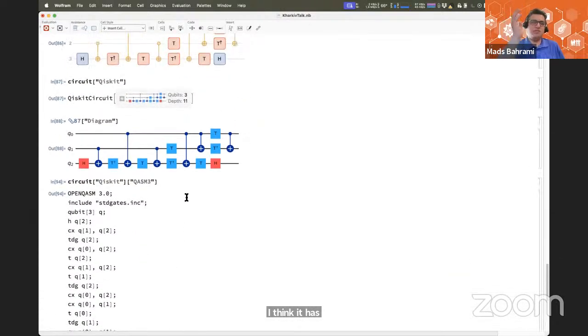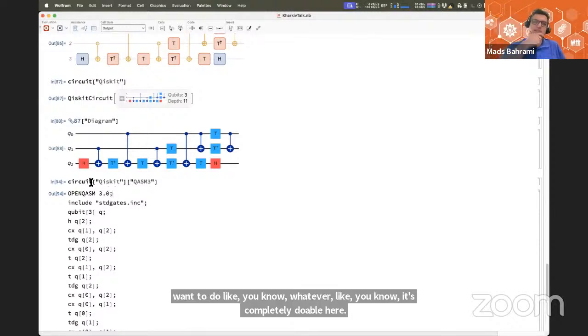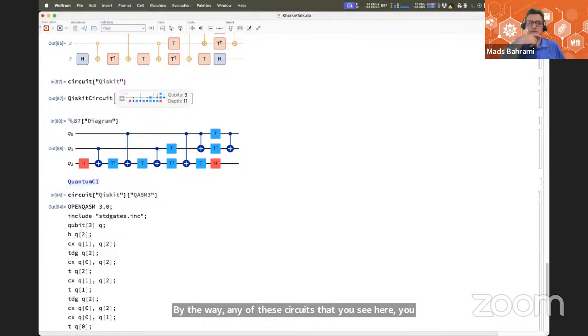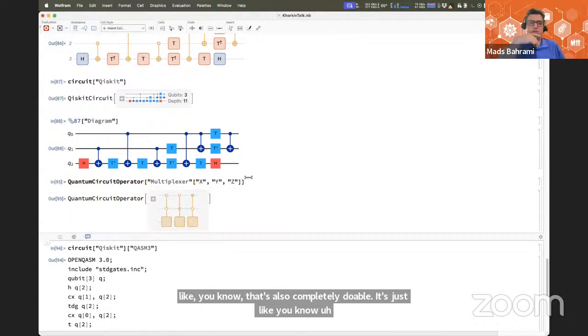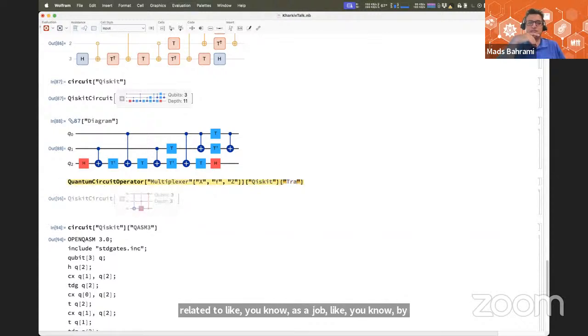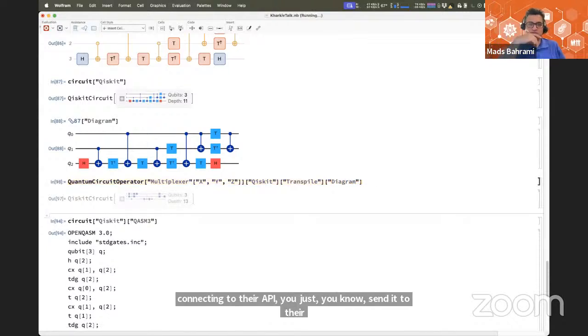And then whatever you have in Qiskit, if you want to do transpiling, it's completely doable here. By the way, any of these circuits that you see here, you can send to any hardware that is publicly accessible. That's also completely doable. You create your circuit, and then you just feed it as a job by connecting to their API, and send it to their corresponding hardware, whatever that hardware is.